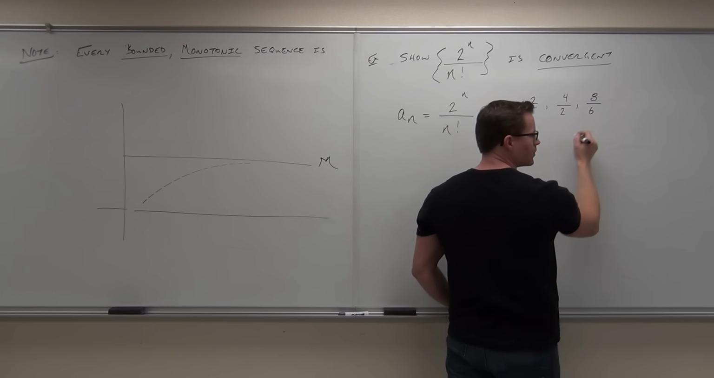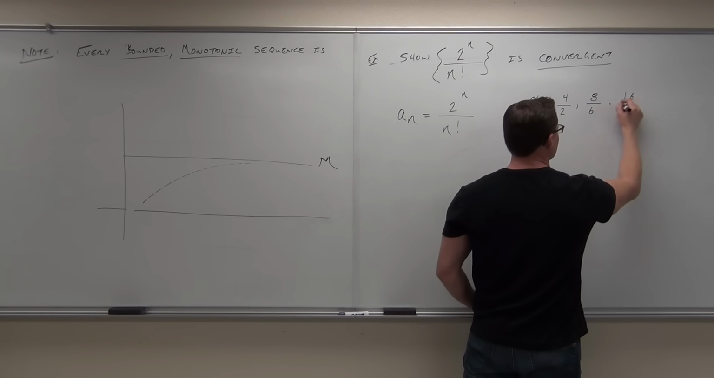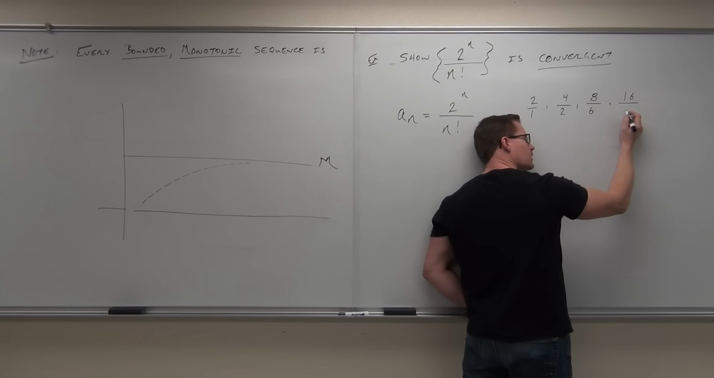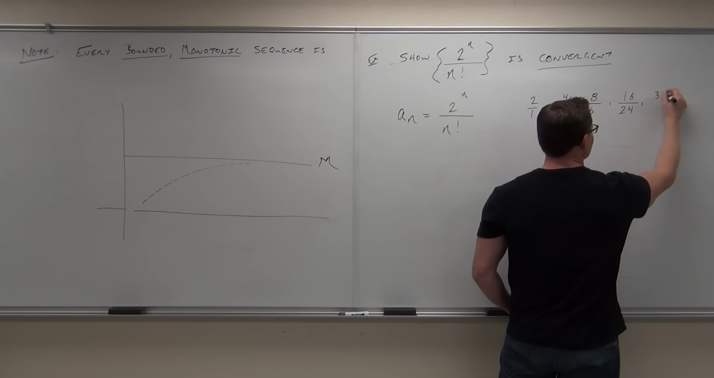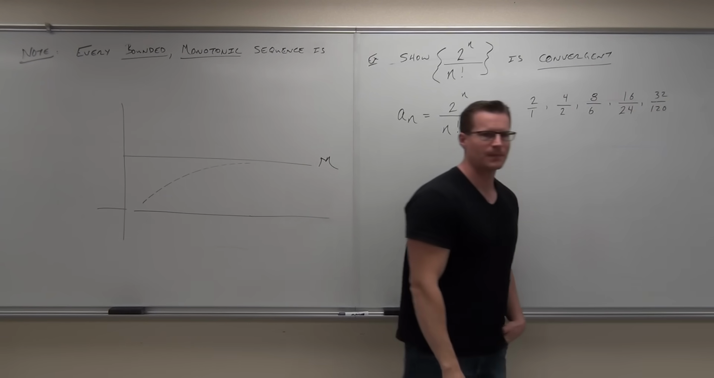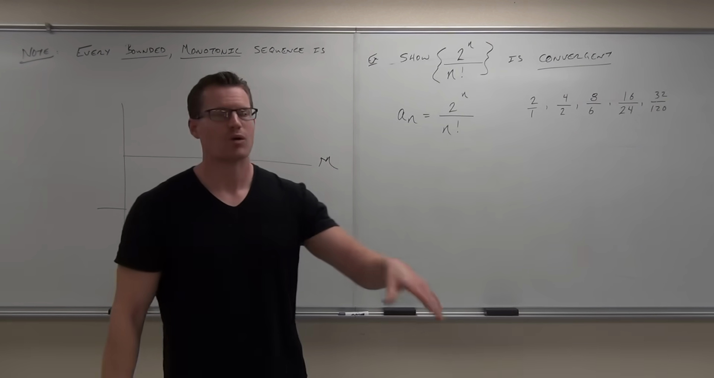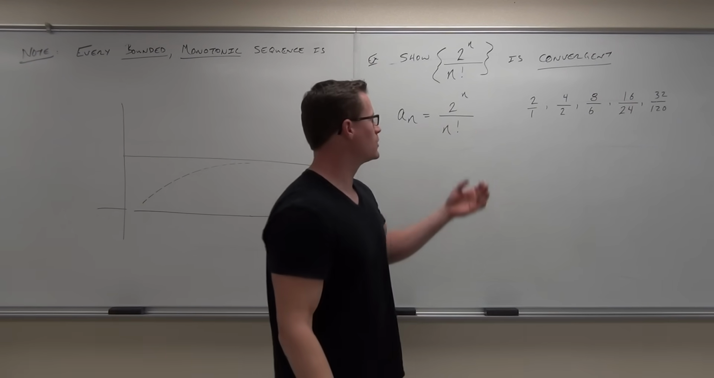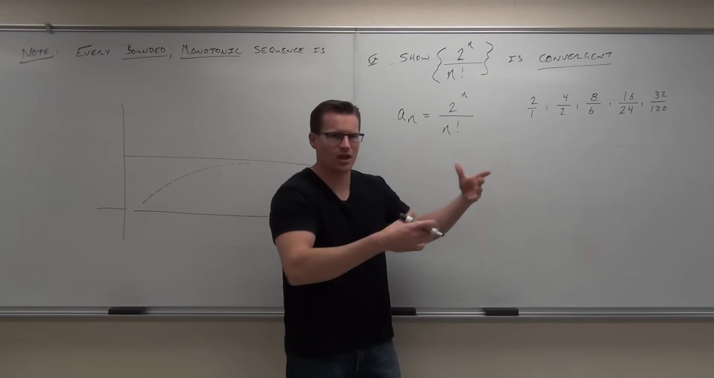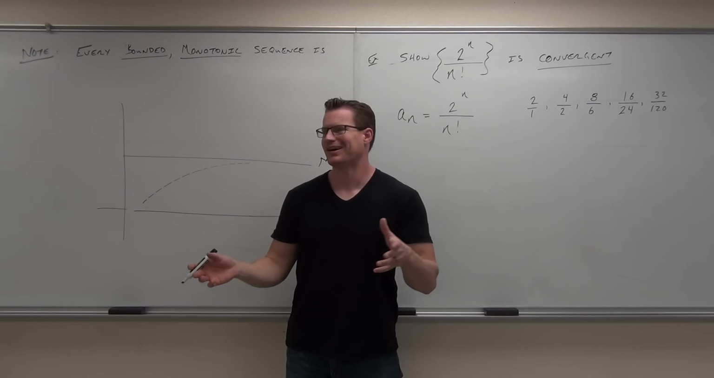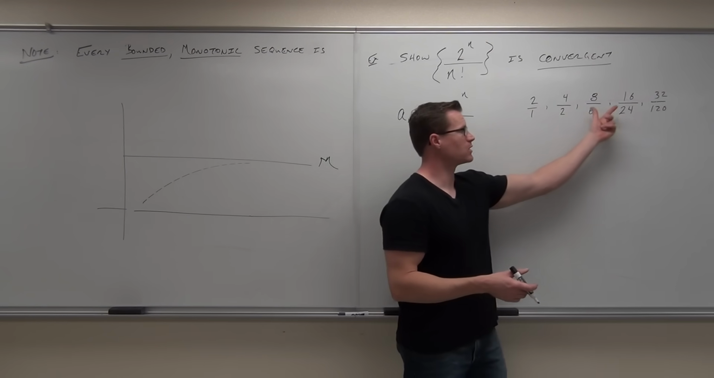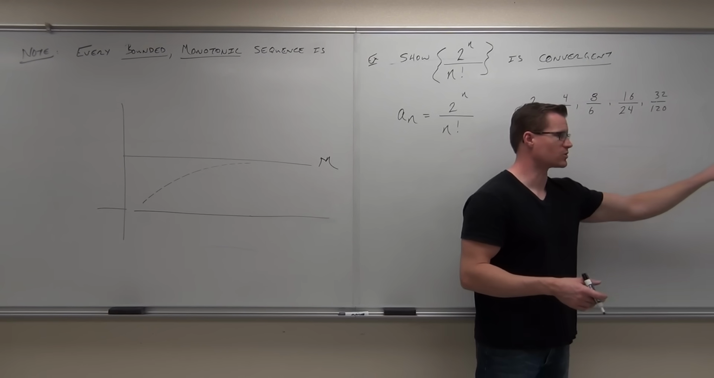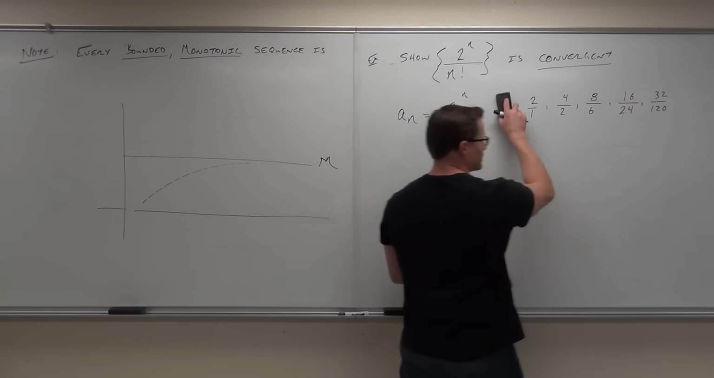8 over 6. Oh, something's happening. This would be 16 over 24. Yeah, I fell asleep a little bit. This would be 32 over 120. Oh, what's happening? Is this increasing or decreasing? Decreasing. We're going to try to show that this is decreasing. If you don't know, you've got to look at it. I knew because I did the problem before. But you'd have to think about it. What's happening here? This is staying the same, and then it's getting smaller and smaller and way smaller. So this thing right here says this is decreasing.